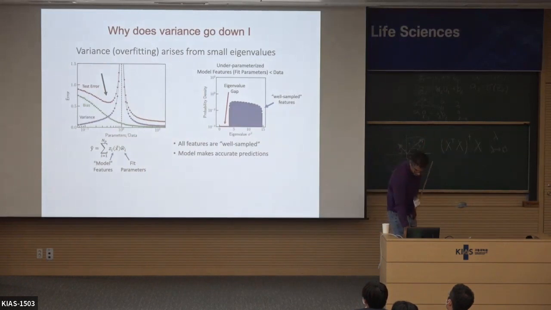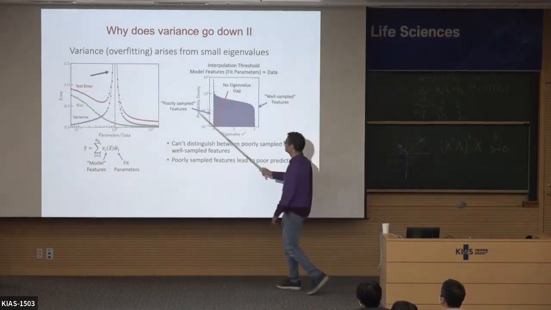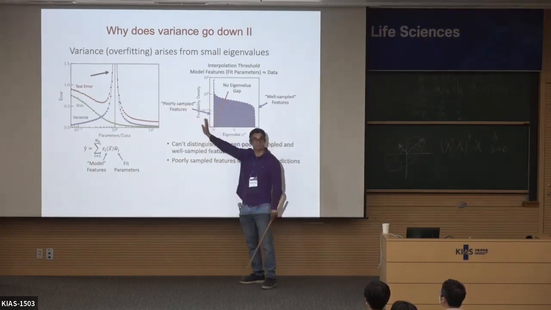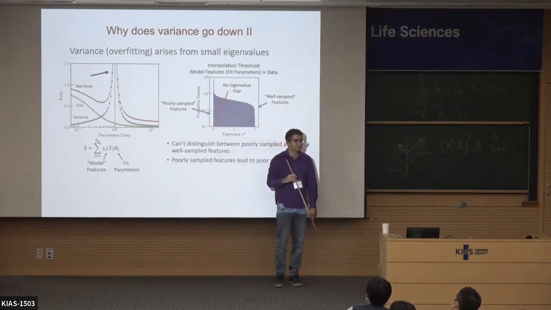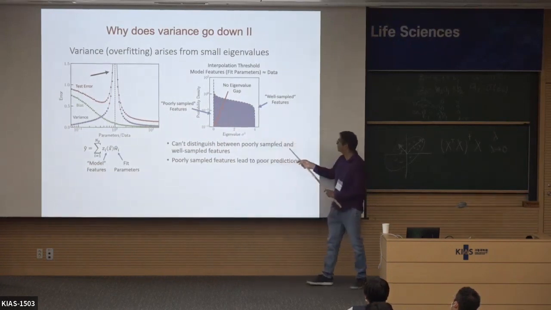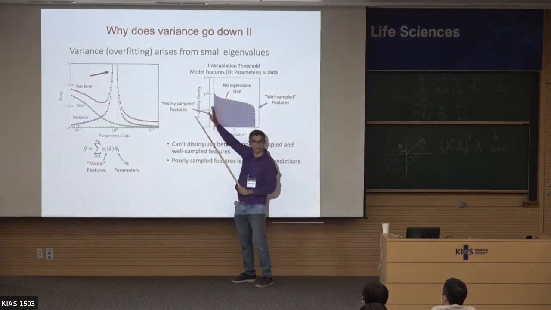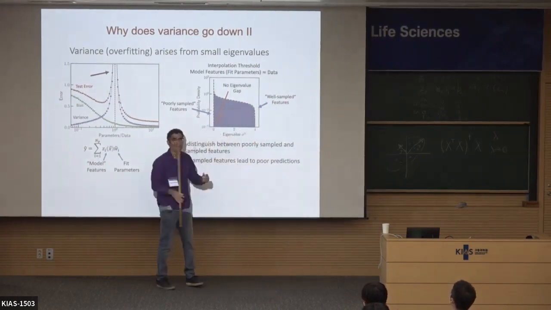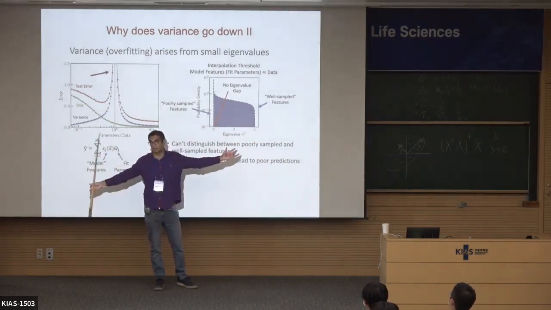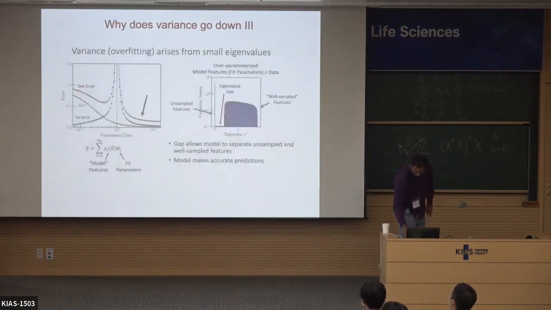Now let's ask what happens as I come back and reach this interpolation threshold. What happens is the gap closes. And now I have all these directions that I've sampled really poorly in the model feature space. So I can't distinguish between poorly sampled features and well sampled features. And if I make predictions using these directions, I'm going to make really bad predictions, because those are the directions where the eigenvalues are small. The training data is not representative of the real data because it's not sampled well. We'll come back to this in a second. Now the real miracle is what happens as I increase this thing.